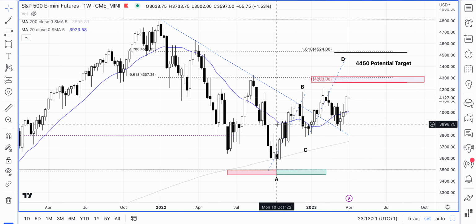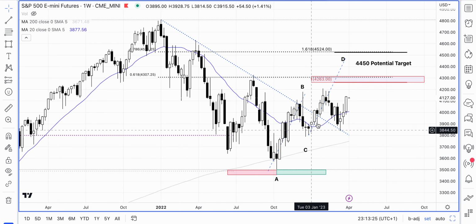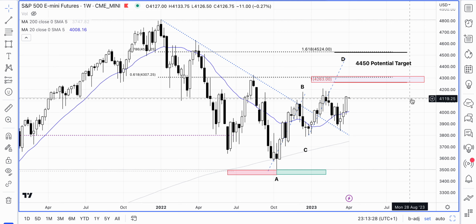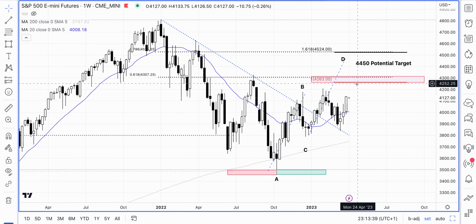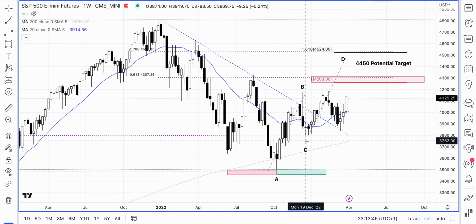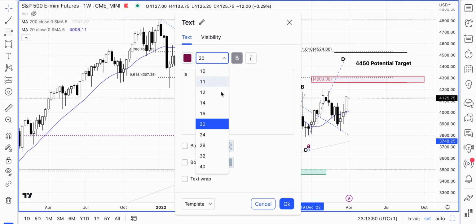So just from our one-to-one projections, the ABCD pattern formations, what we are looking at on the weekly chart level is that the price could actually go and target 4260 to anywhere around the 4300 level. So that's going to be the smaller ABCD pattern formation, which I haven't drawn here, but I could actually put it in small letters here. So make it smaller, make it 14 here.